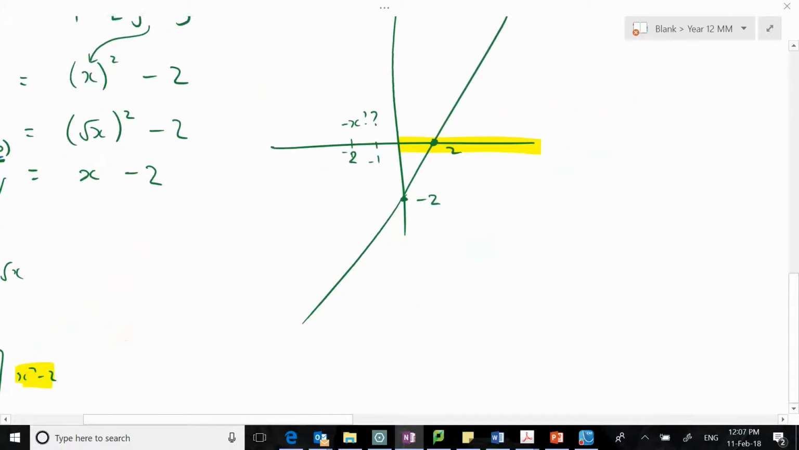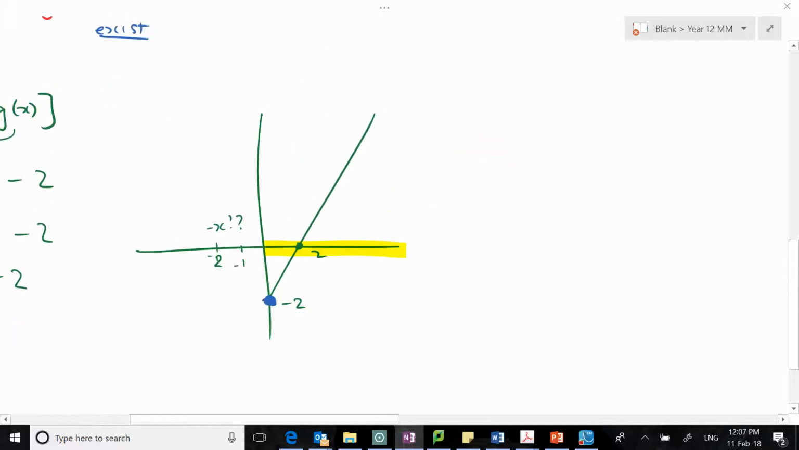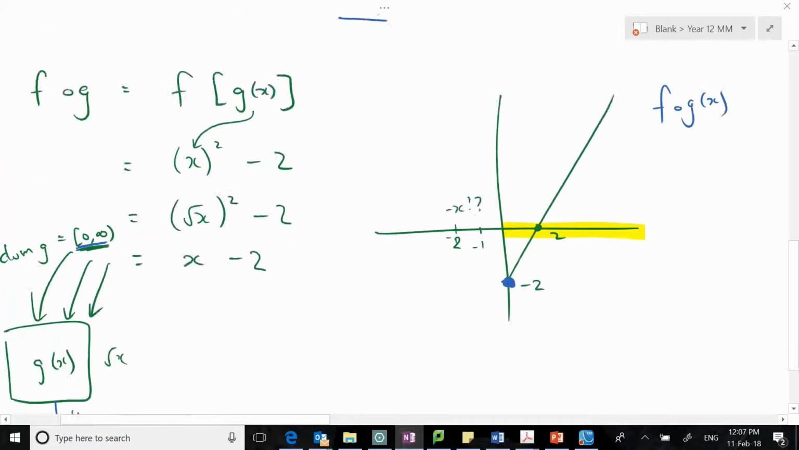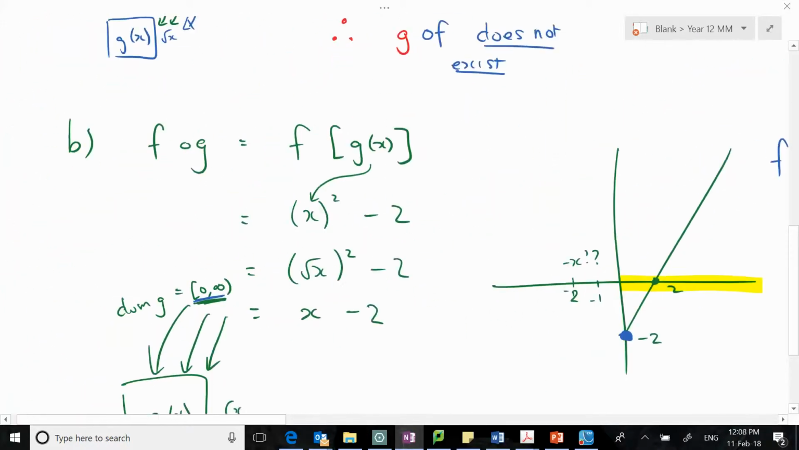Now you can take a 0 into the equation, so therefore it is inclusive. So that's what the graph should look like for g of f. I mean f of g. Okay. There we go. So that's part B in sketching.